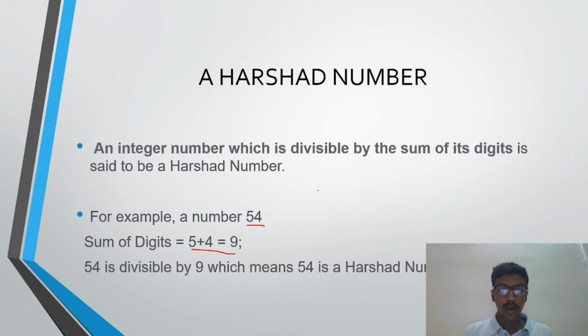Similarly, I could take a number like 20. The sum of its digits is 2 plus 0, that is just 2. And 20 is of course divisible by 2, which makes 20 a Harshad number. Similarly, I could take the number 130. For 130, the sum of its digits is 1 plus 3 plus 0, that is 4. 130 is not divisible by 4, which means that 130 is not a Harshad number.